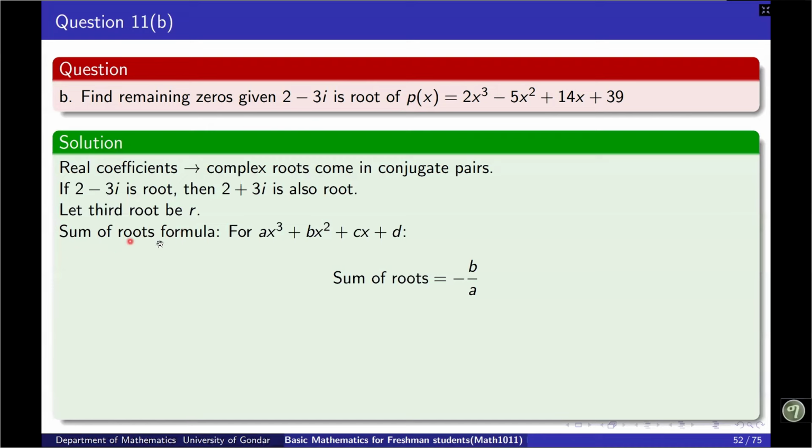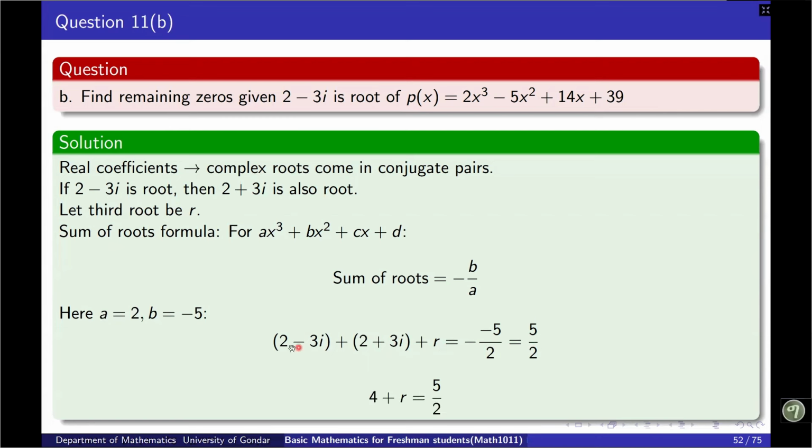Then, by using the sum of roots formula, for ax cubed plus bx squared plus cx plus d, the sum of roots is equal to minus b over a, which is the coefficient of x squared over the coefficient of x cubed. In this case, we have a is equal to 2, b is equal to minus 5, so that the sum of these two plus r is equal to minus of minus 5 over 2, which is 5 over 2.